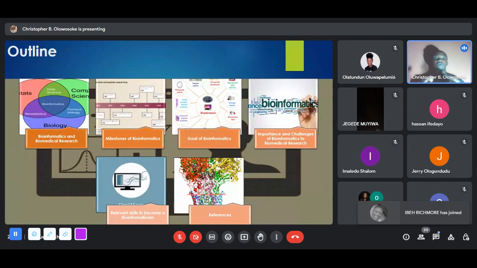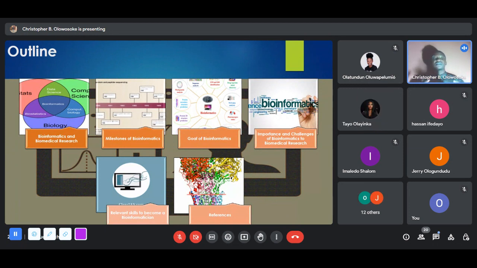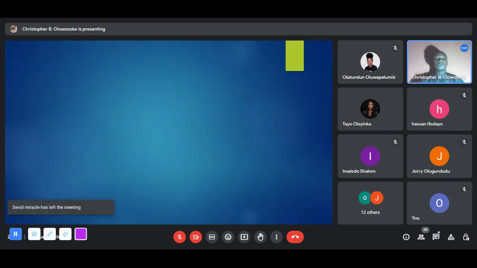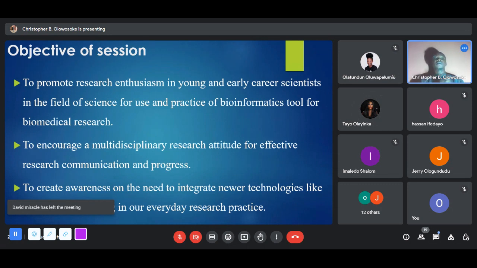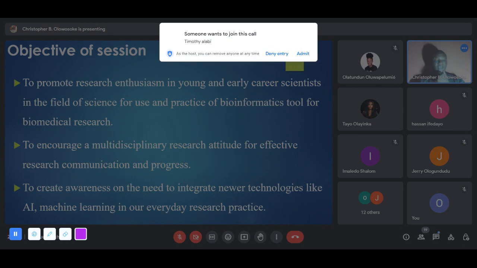the skill, or if you are not trained or an expert or having experience as a bioinformatician, there are some skills that are needed from whichever field you are coming from, either life science, pure science, agricultural science, just name it, engineering. These skills are required for you to be called a bioinformatician at the end of the day. So at the end of this session, I want to believe that we are going to be able to achieve this objective. We just have three main objectives for this session.